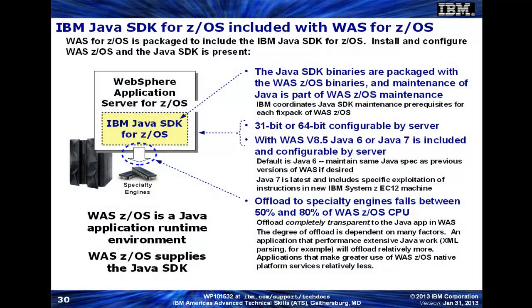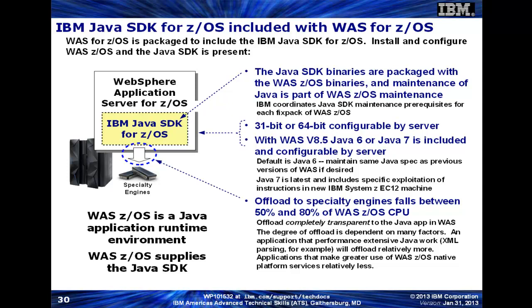Let's revisit the subject of the Java SDK. Earlier, we reviewed how the SDK was aware it was running on System Z and zOS, and how it had zOS-only extensions to take further advantage of the platform. Now let's see how the SDK relates to WAS zOS specifically.